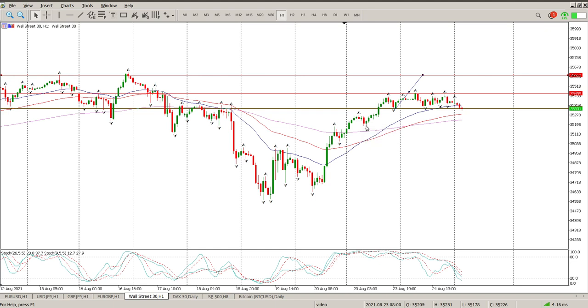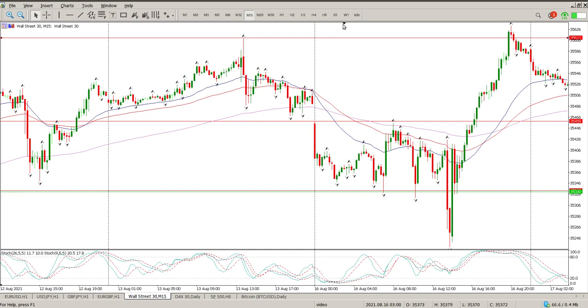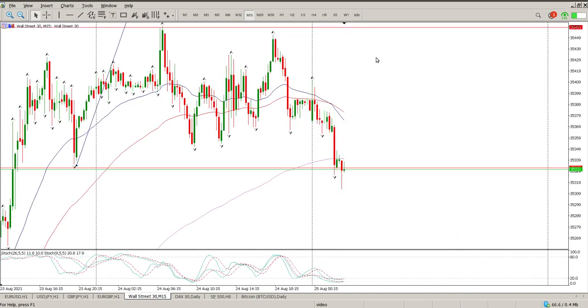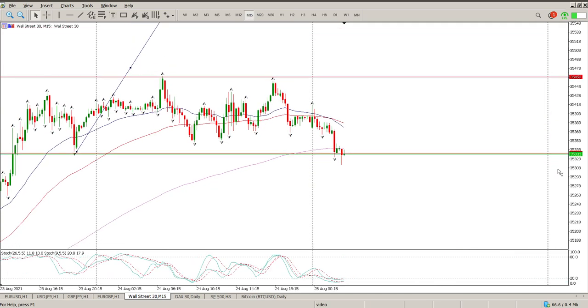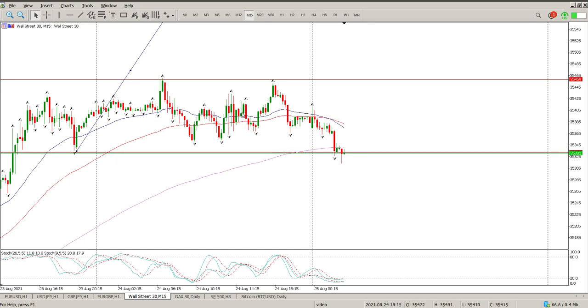So 35,180 area would be my stop. That's kind of the view I've got at the moment. I expect this to form a range now and move to the top of the range. So it's probably worth, when the market opens, just looking at a 15-minute chart or so and taking the trades based on that. But looking at what happened yesterday, that's not really a nice setup, is it?